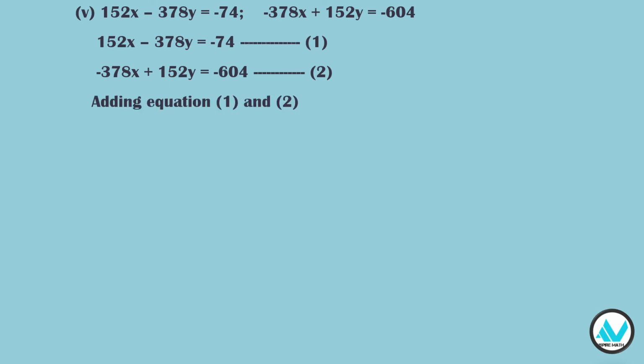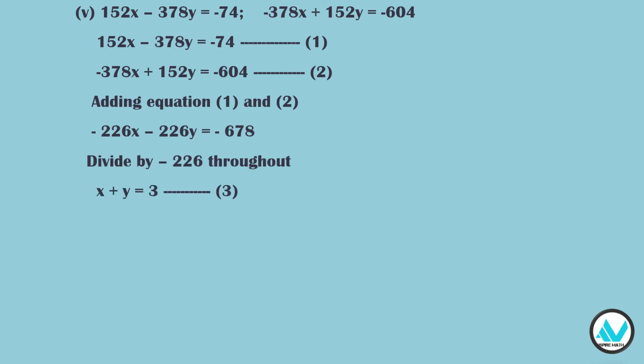So adding equation 1 and 2, I get minus 226x minus 226y equal to minus 678. Now let me divide throughout by minus 226. So I get x plus y equal to 3.